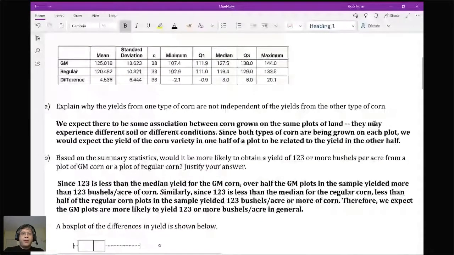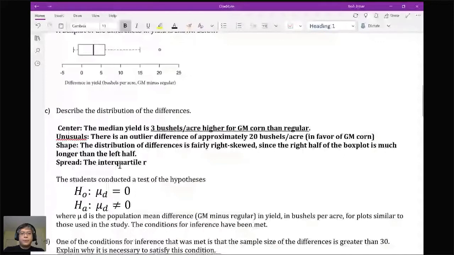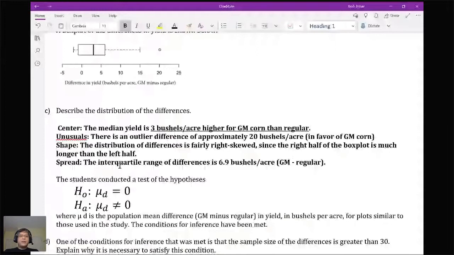You can actually go back to the statistic here, excuse me, and say the interquartile range of differences is 6.9 bushels per acre. And then again, that's GM minus. And here it's okay just to write these numbers down because you've been asked to describe one distribution.